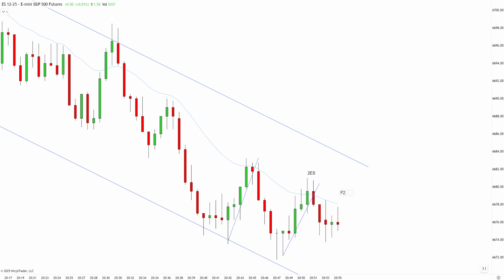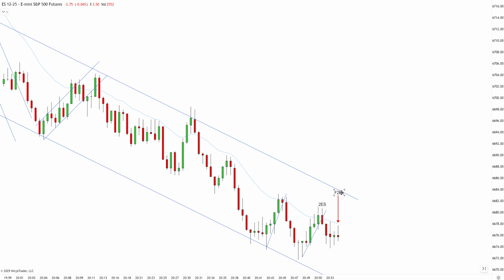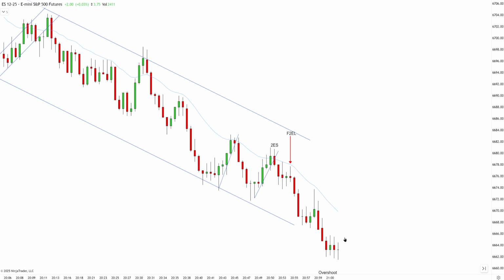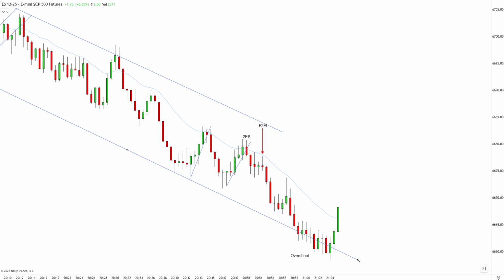There's a nice tail at the top. Okay, it has a decent body. It's at the EMA. This is a decent high probability setup. Second entry short. Excuse me, failed second entry long. Decent setup. Big scalp. And now we have overshoot of the trend channel line. We have overshoot of the trend channel line.